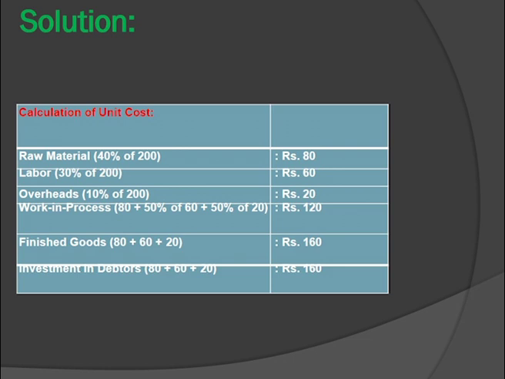So, the way of solving this problem is the calculation of unit cost. First, the selling price is 200, out of which the raw materials at 40% is 80 rupees, labor 30% of 200 is 60 rupees, and overheads 10% of 200 is 20 rupees. Work in progress is 80 plus 50% of 60 and 50% of 20, total comes to 120. Finished goods 80 plus 60 plus 20, total 160.